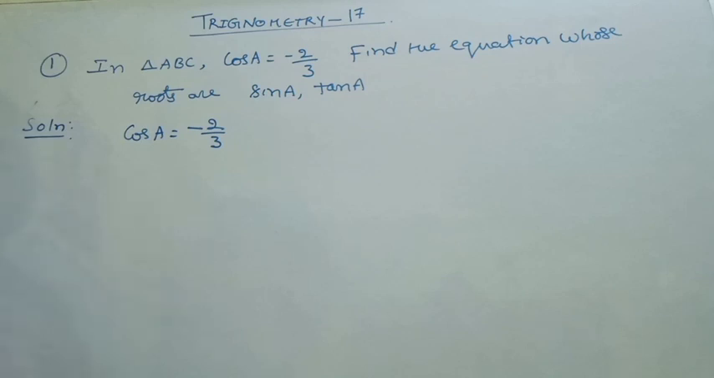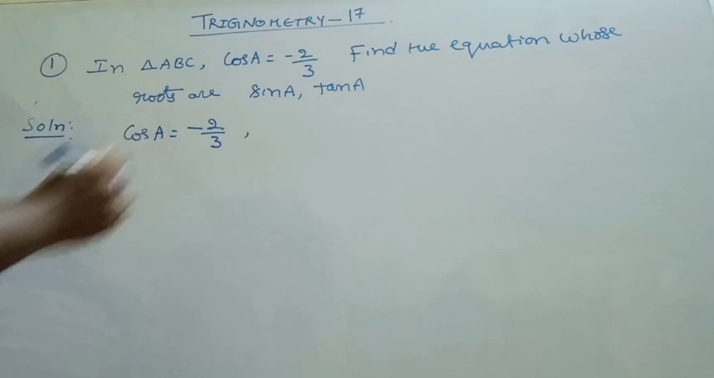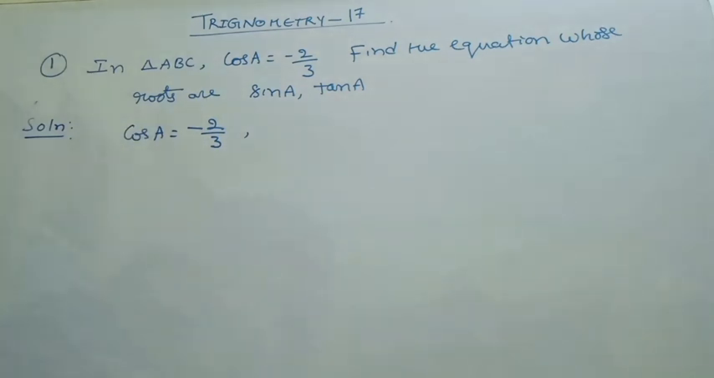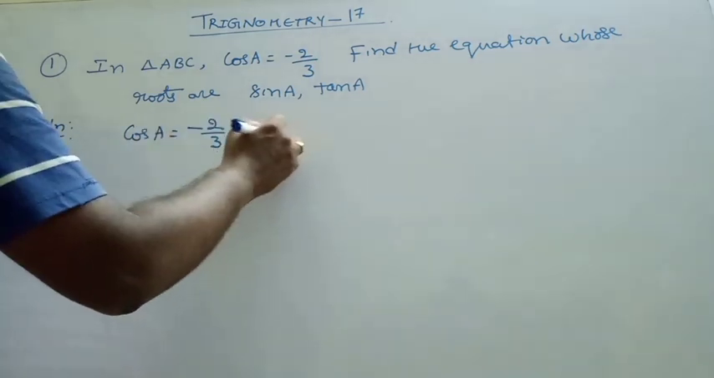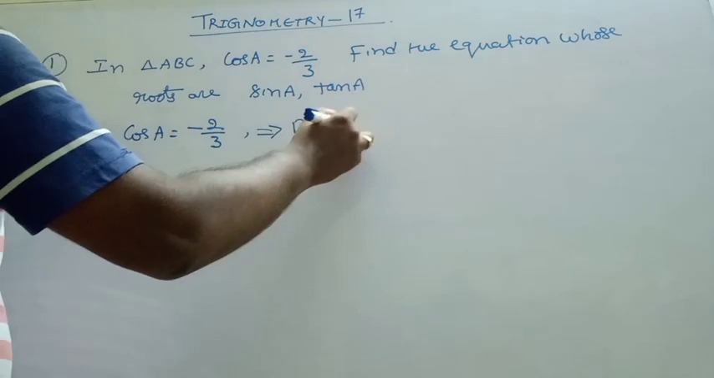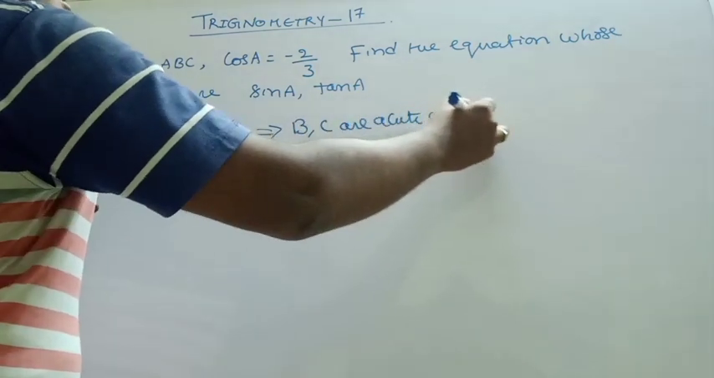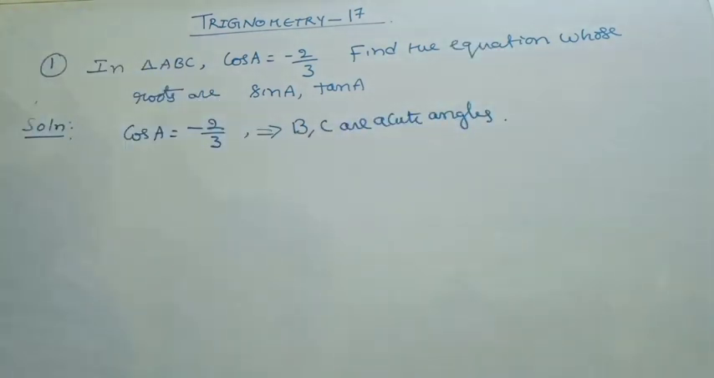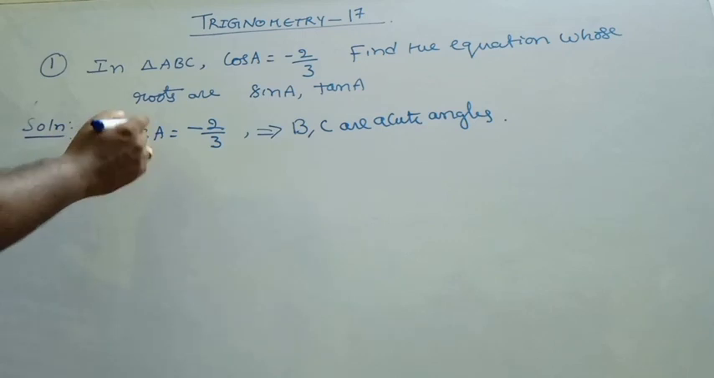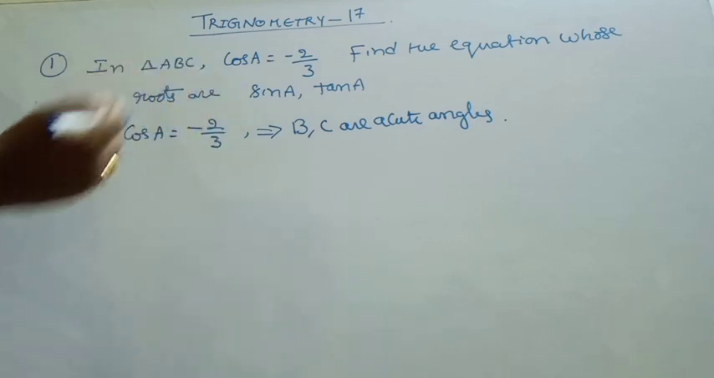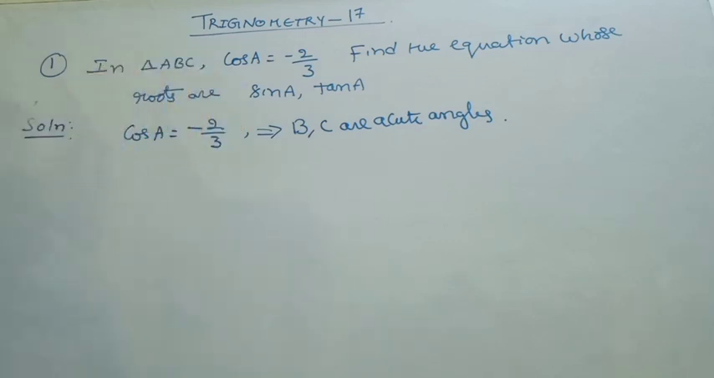If A is not an acute angle, then what we are going to have is that B and C are acute angles. That implies B, C are acute angles. If cos A equals minus 2 by 3, B, C are acute angles, because A is an obtuse angle and B, C are acute angles.